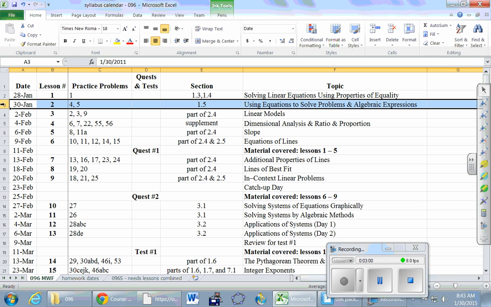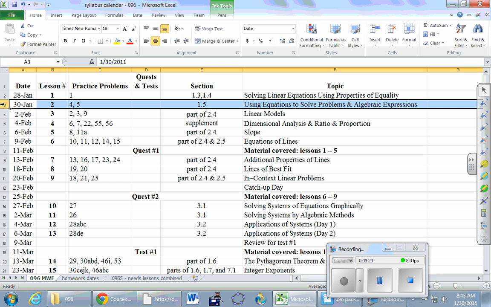Quests and tests, we'll talk about those, but we have our very first official assessment here on February 11th. That's our quest, and it covers material from lessons 1 through 5. Right now we're in lesson number 2. So that's our first in-class assessment coming up. More info on that later. Today we use equations to solve problems in algebraic expressions. Questions on where we are?